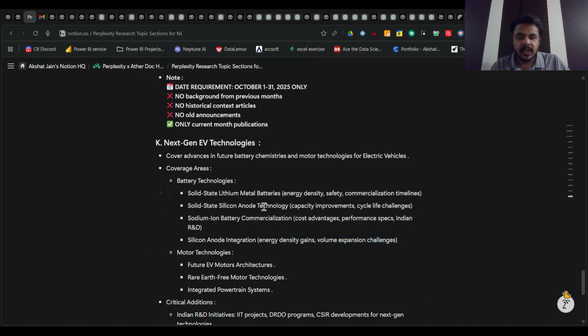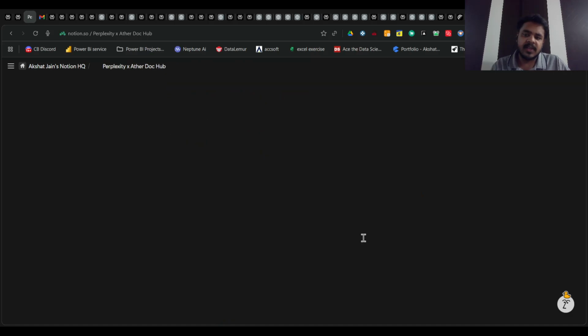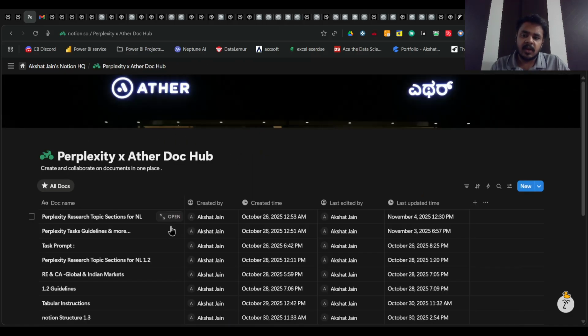So basically, this section mainly comprises what future technologies are going to be there, right? How much work is going on in these technologies. So basically, Perplexity uses this document as a reference, right?